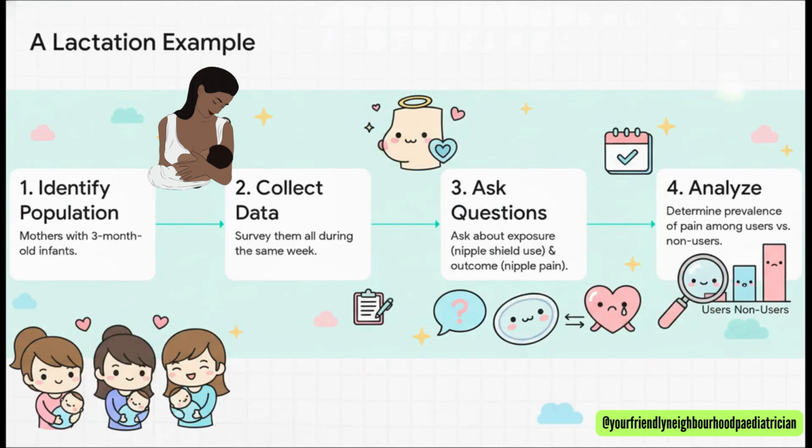So let's make this real. Imagine you grab a group, say mothers with 3-month-old babies. Then in the very same week, you ask them about two things at once. An exposure, like are you using a nipple shield, and an outcome, like are you having nipple pain? You're looking at everything simultaneously to see if there's a connection.